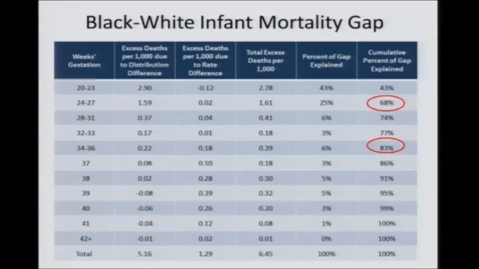But you really want to look within the columns of distribution versus rate, because that's where you carry different implications for intervention, whether you're going to try to reduce preterm birth or try to reduce gestational age-specific mortality. For example, improving perinatal regionalization, maybe you have a racial disparity there. So 5.16 of the total excess deaths, that's 80% of the infant mortality gap, can be attributed to differences in prematurity. And the remainder, 20%, could be attributed to differences in rate.